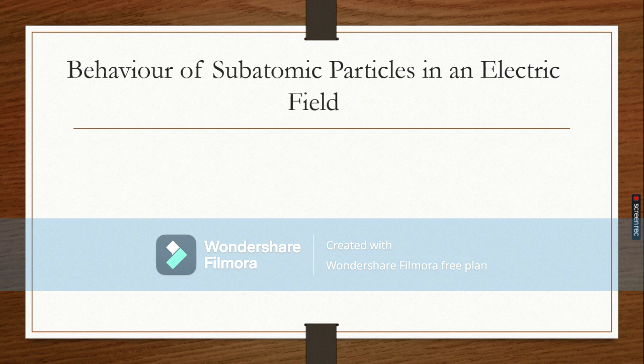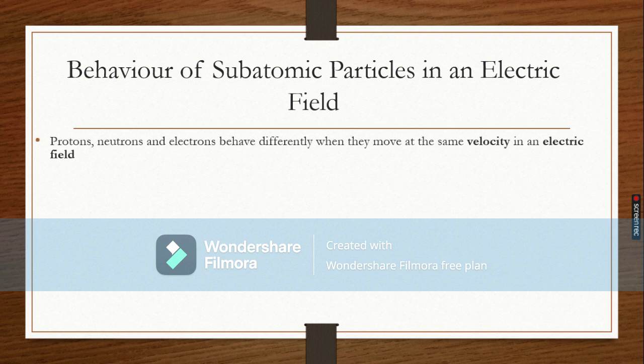Now, how do the subatomic particles behave when we place them in an electric field? Subatomic particles, we are talking about protons, neutrons, and electrons. So what happens here? Protons, neutrons, and electrons behave in different ways when they are moving at a constant velocity in an electric field.